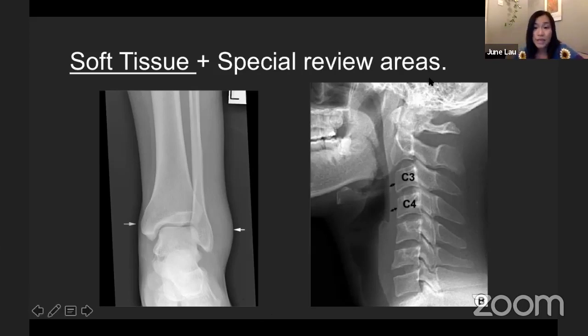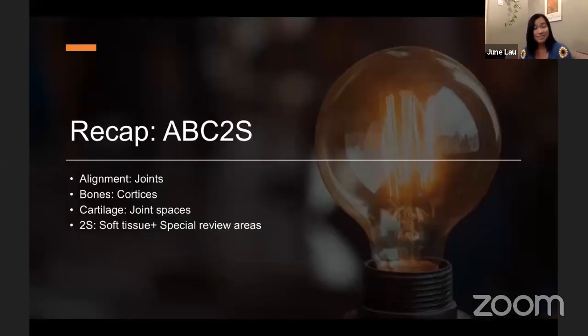I've only included this here because in the context of a C-spine, soft tissue doesn't only mean external soft tissue, but it also means internal soft tissue, especially this region here called the pre-vertebral soft tissue space. And with regards to special review areas, we will touch on those as we go along assessing each of these X-rays. And that's it. So that is the ABC2S that I use to look at most trauma X-rays.